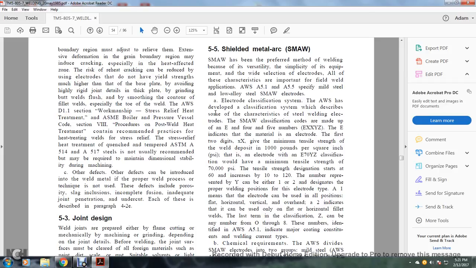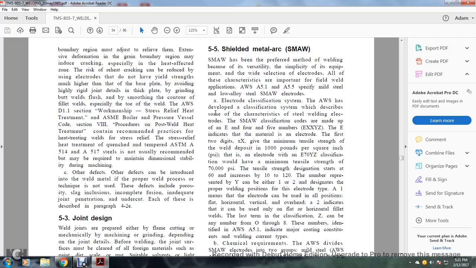Electrode classification system. The American Welding Society has developed a classification that describes some of the characteristics of steel welding electrodes. The shielded metal arc welding classification code is made up of the letter E and four or five numbers. The E indicates electrode, and the first two digits, XX, give the minimum tensile strength of the weld deposit in 1,000 pounds per square inch.